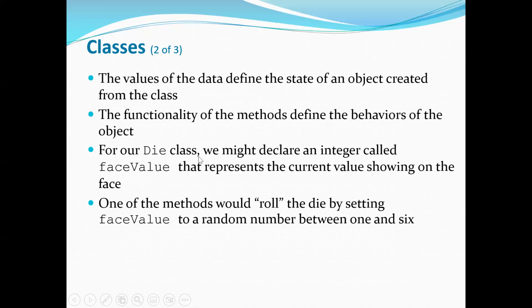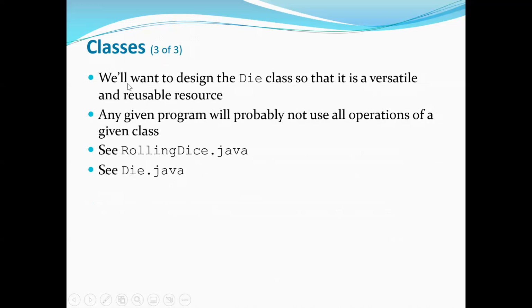Now, for our die class, we might declare an integer called face value. The face value can be any value between 1 and 6 that represents the current value showing on the face. One of the methods will be to roll the die by setting the face value to a random number between 1 and 6. Now we want to design the die class so that it is a versatile and reusable resource. Any given program will probably not use all operations of a given class.